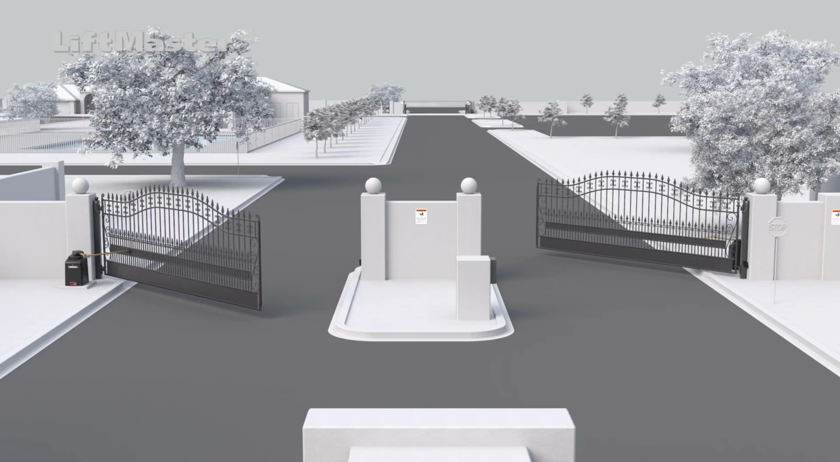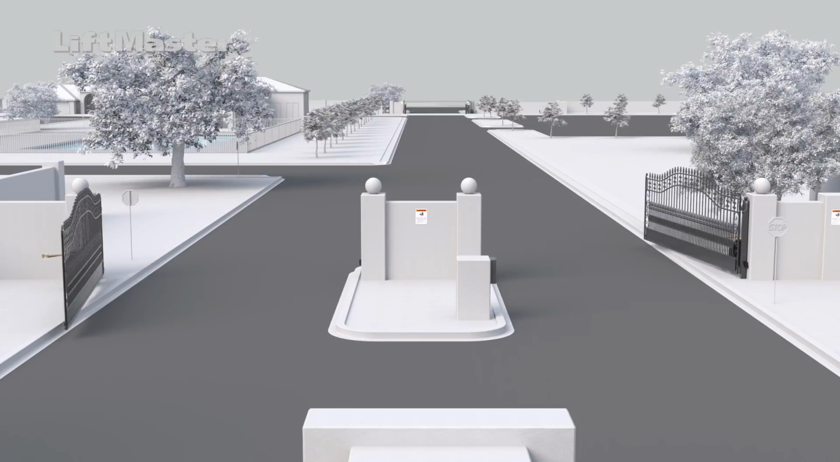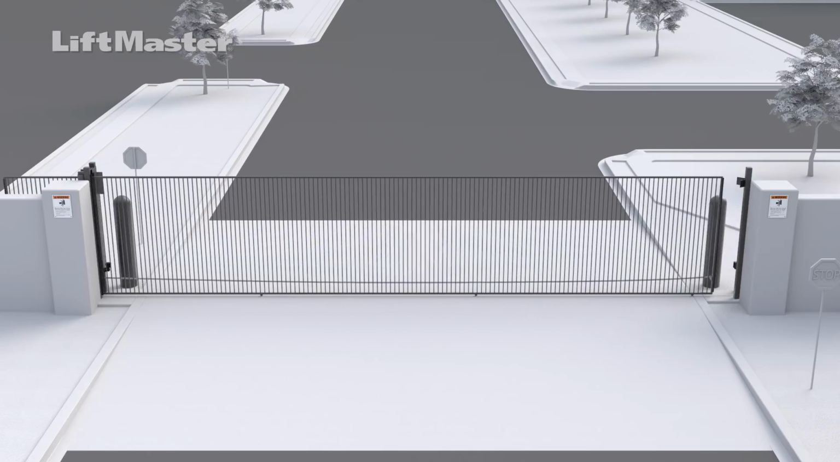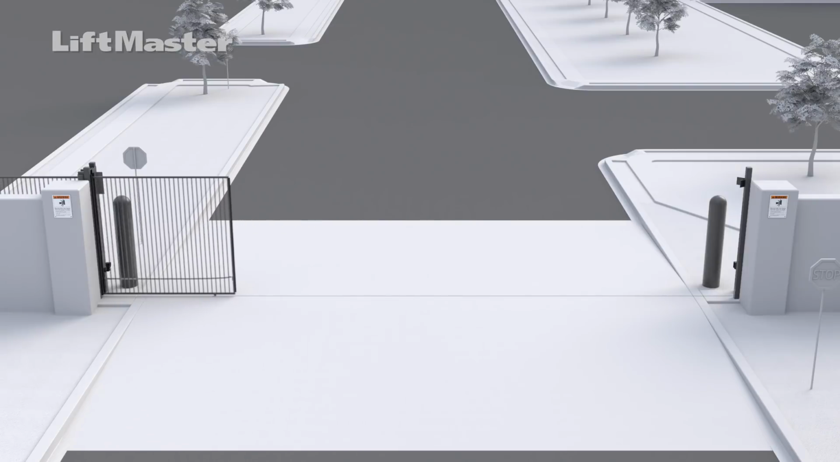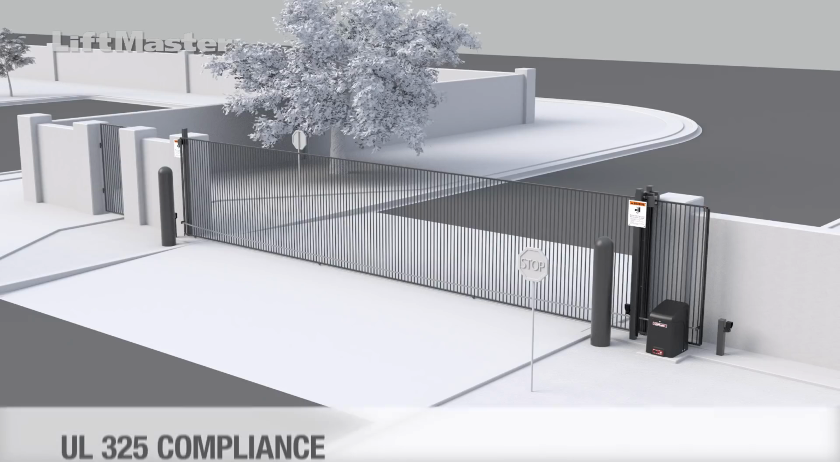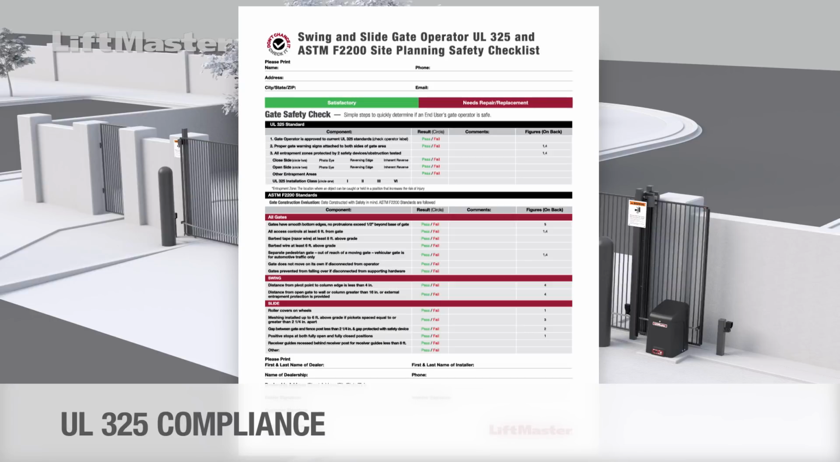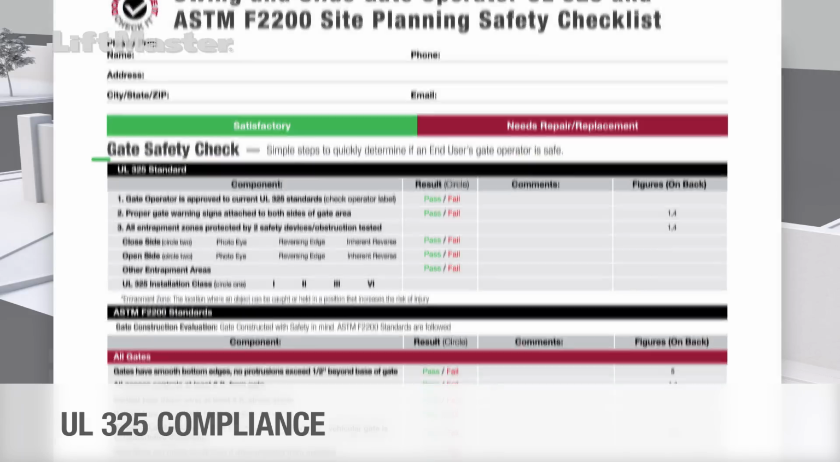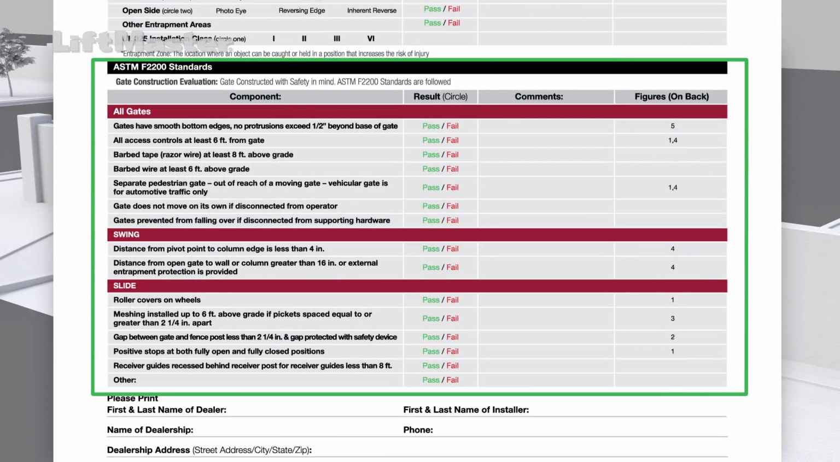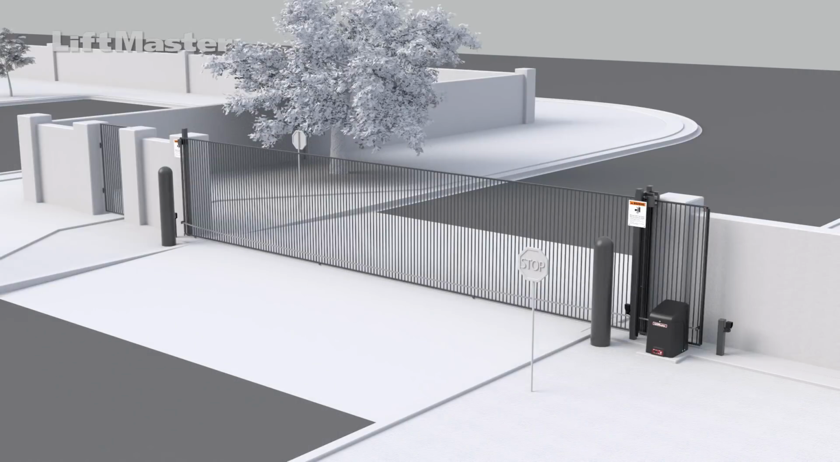The gates depicted in this video are intended to represent common slide and swing gate applications and do not represent all gates and gate types. The checklist has two sections. The first part is to see if the installation complies with UL 325 guidelines. The second part checks for compliance to ASTM guidelines.